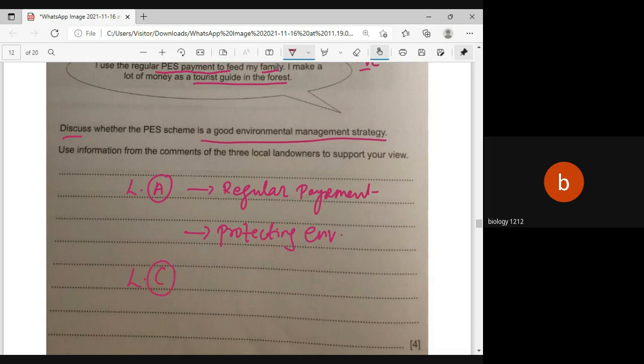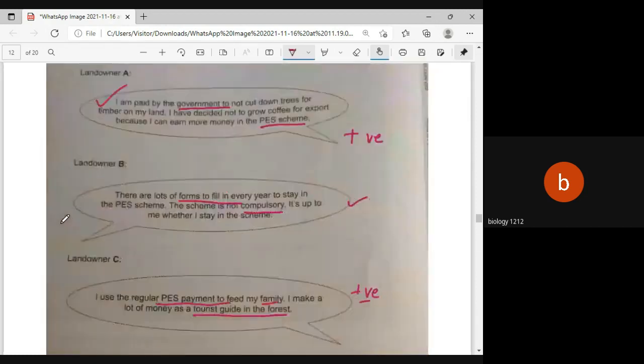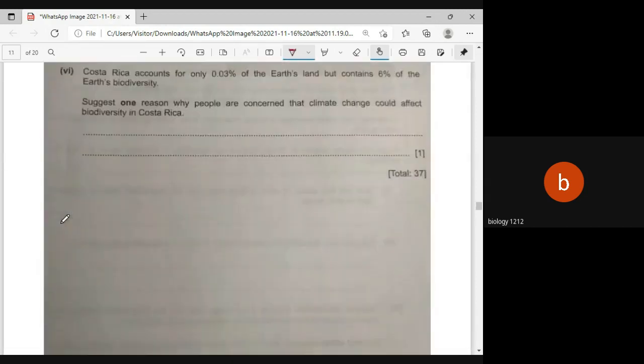Landowner C, if we see here, he is getting a good amount of payment, which helps him to feed the family. Whereas the other point is that he can act as a tourist guide, so a side business. So he gets a side income, so that he can take care of the family. So these are the 4 points which can make a valid answer here to get 4 marks. EVM is very easy. Just stick with the keywords.